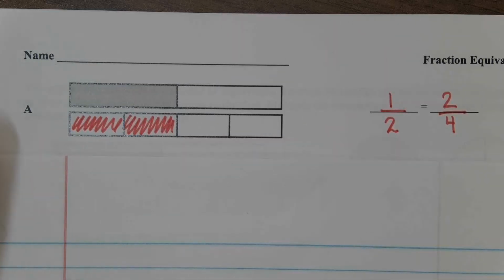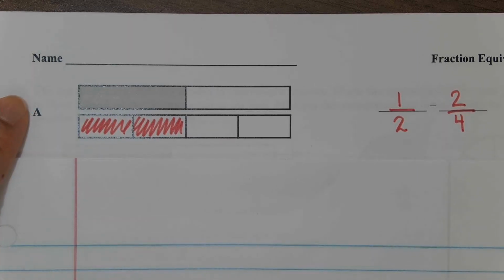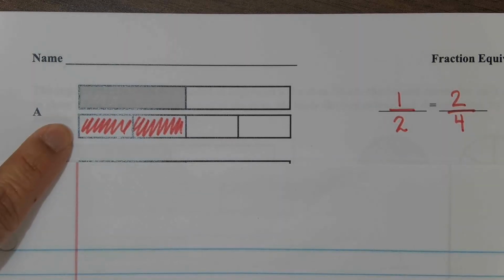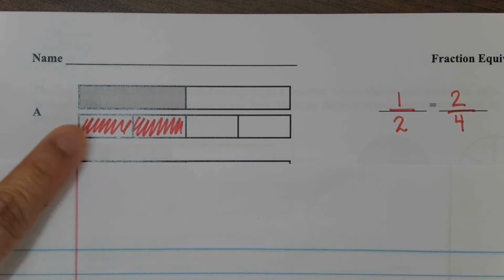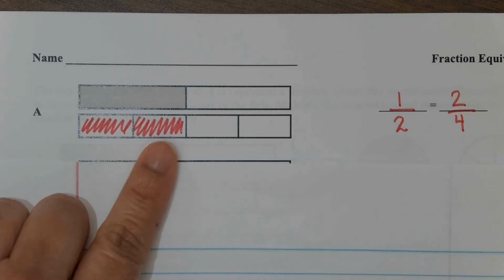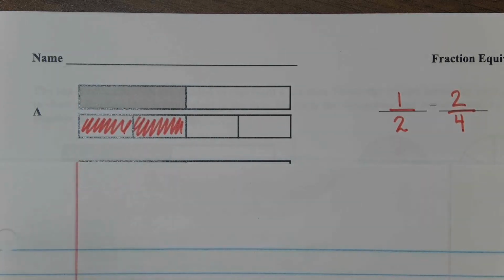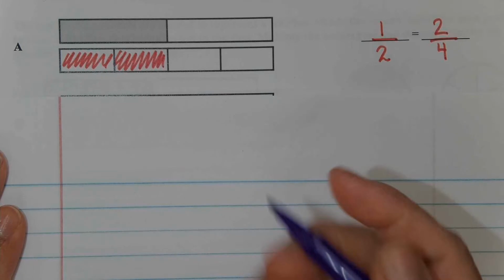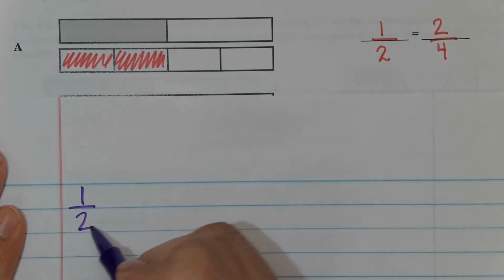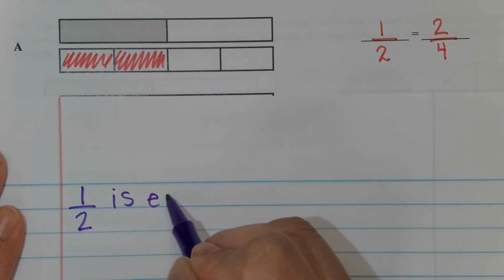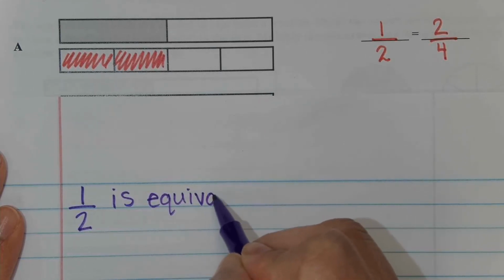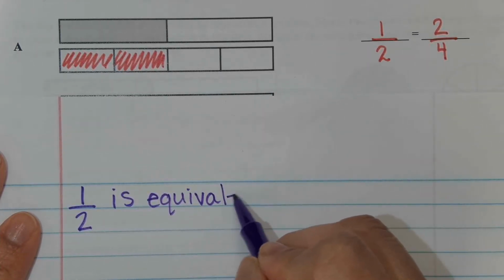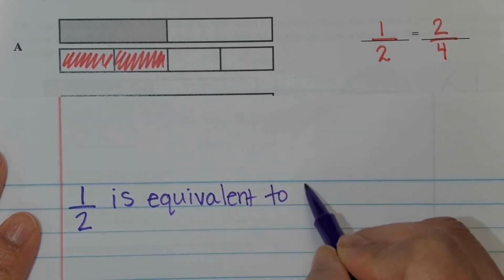Now let's look at A on your worksheet again. We divided the bottom rectangle into 4 equal parts. How many fourths did it take to equal half? 2 fourths, right? So half is equivalent. Remember that the word equivalent means equal. Half is equivalent to 1 over 2.